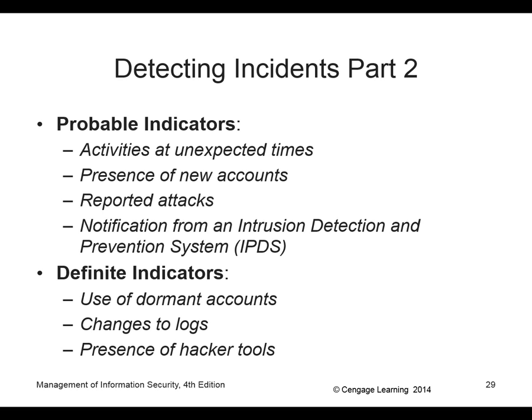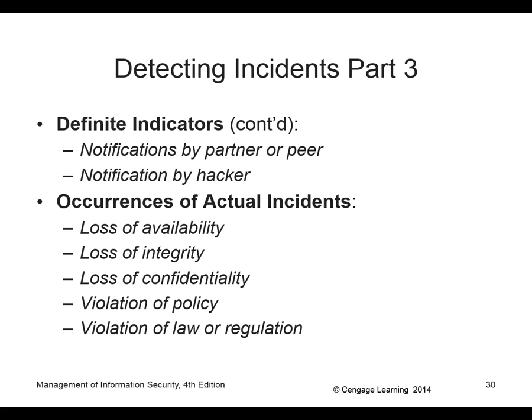Indicators: use of dormant accounts. Maybe you've got an account that hasn't been used in 6 months. You can actually track that. Changes to logs. Presence of hacker tools, and a lot of this stuff is done automatically now, which is good. Your automatic tools can actually pinpoint some of this stuff for you. Notification by a hacker or by partners. Other things: occurrence of actual incidents, loss of availability, loss of integrity, confidentiality violation. There's a lot of stuff that will actually happen if anything like this goes on. Okay.